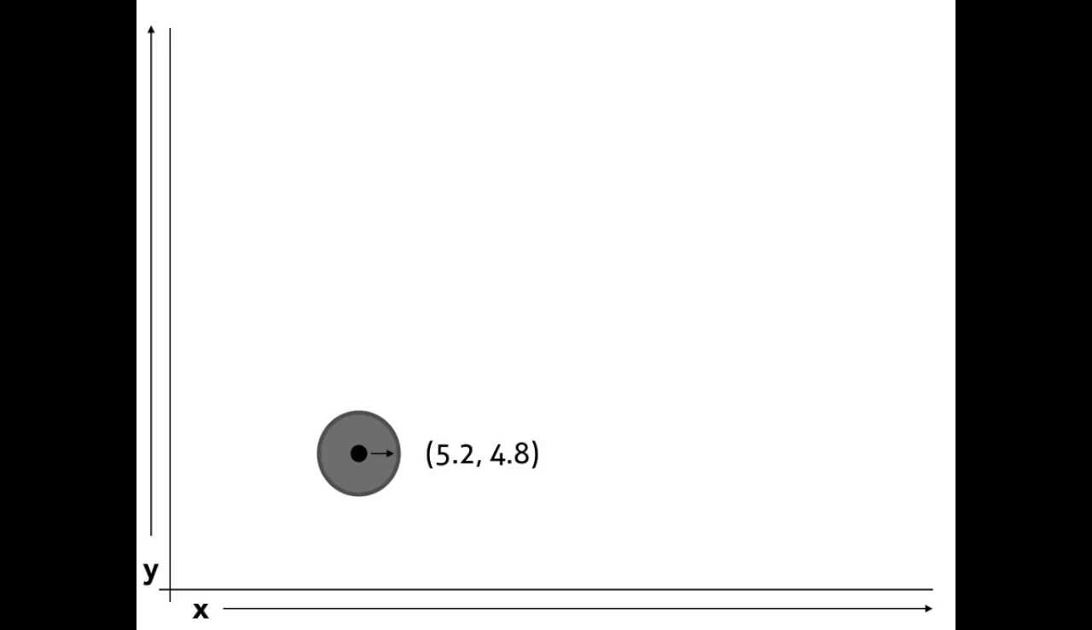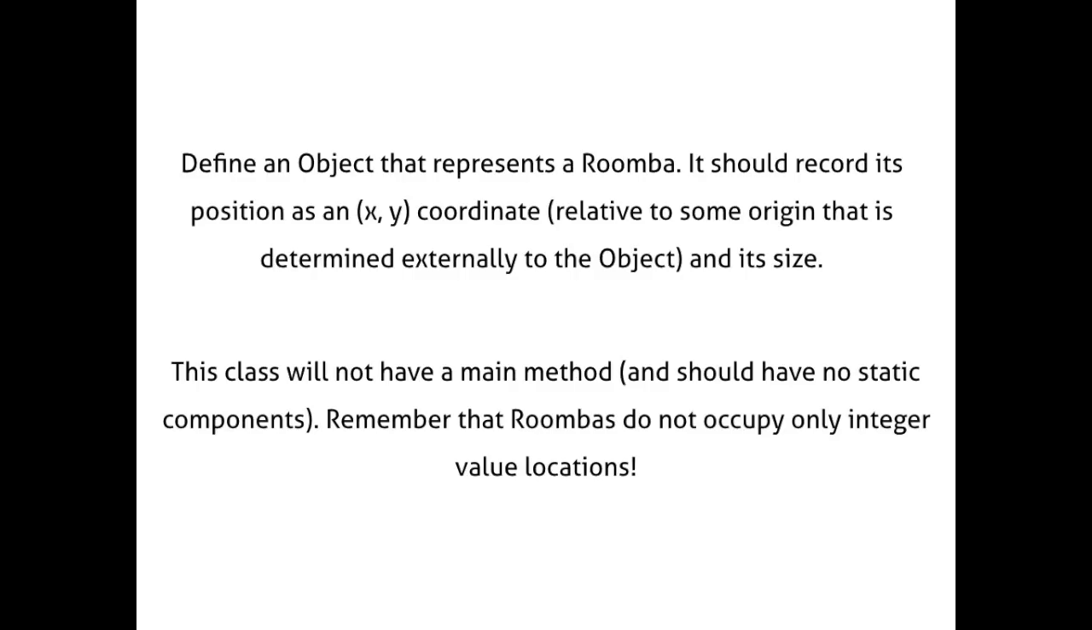Okay, so we're going to refer to a Roomba's size by looking at its radius, which is obviously the distance from the center to the edge of the Roomba. Okay, so we're going to record a Roomba's size according to its radius, and as we develop our solution, we'll see why this is important for the calculations that we need to make in the future. Okay. Now, importantly, this class will not have a main method and should contain no static components.